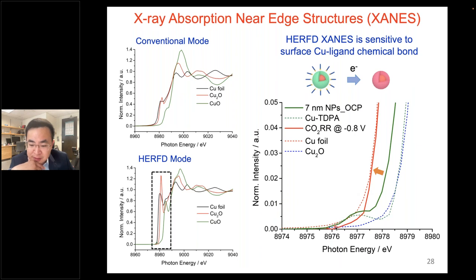What we are showing here, this small bump, corresponds to the chemical bond between the surface ligand and the copper nanoparticles, and is sensitive to a monolayer ligand layer. The moment we apply a bias, we see this bump disappear, corresponding to the detachment of the ligand. We also see a negative energy shift, telling you of a simultaneous reduction of surface oxide. With this sensitivity, we are fairly confident in our analysis of the relative contribution of metallic copper versus cuprous oxide.